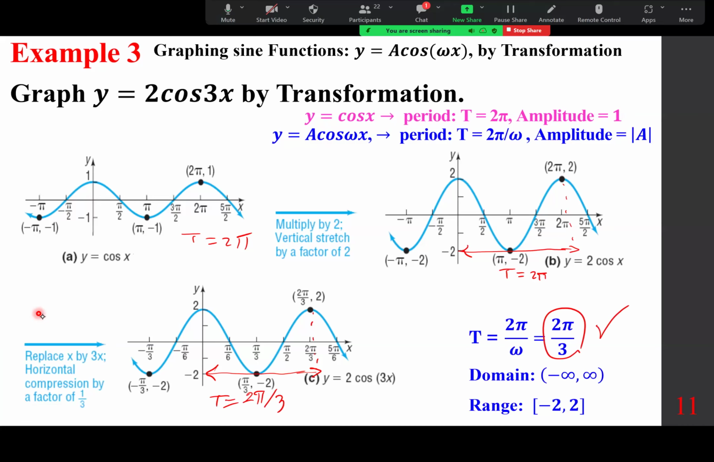The domain was all real numbers. Same here, same here. The range was from -1 to 1. The range changed as a result of this transformation, from -1 to 1 to -2 to 2. So that is the new range. So the period has changed, the range has changed.